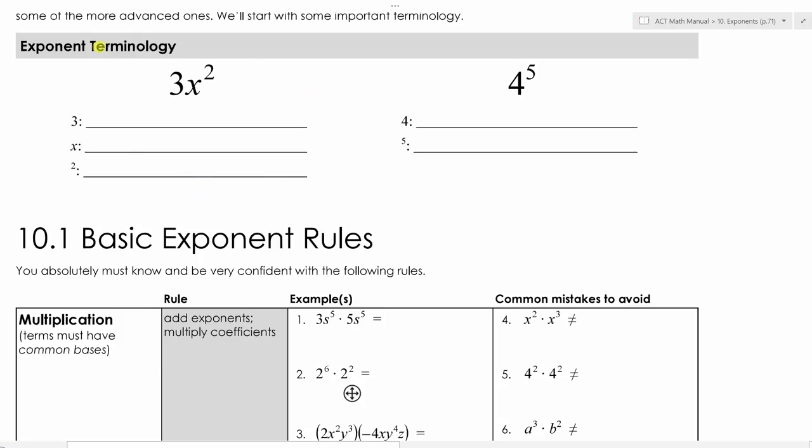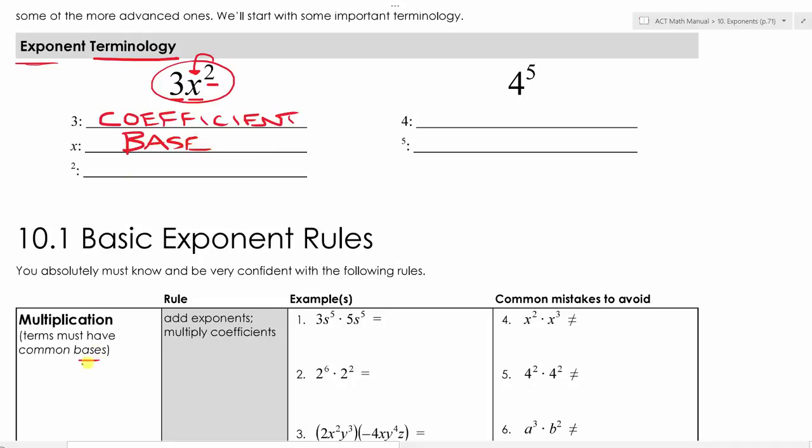Before we start doing the actual rules themselves, let's talk about some terminology. So in this term here, we actually have a few things that we need to know the names of. The 3 is known as, anybody? Class? Anyone? It is known as a coefficient. The x, a lot of students will say the x, oh, that's a variable. And yes, you're right, x is a variable. However, when we're talking about exponents, we do need to note that that x, while it is a variable, it is also the base. It is also the base of the exponent.